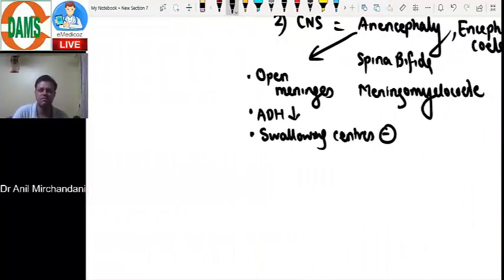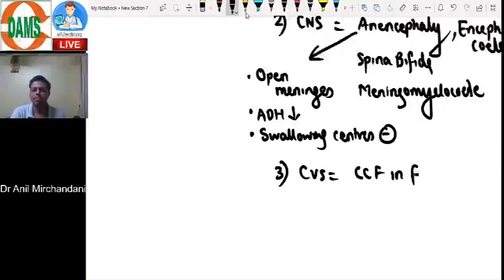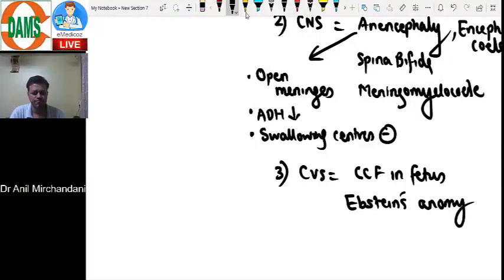This is central nervous system abnormality. Third congenital abnormality which can cause would be CVS. CVS, any congestive cardiac failure can cause edema everywhere. Even placenta may be edematous, and that is why there will be more fluid. Yeah, Epstein's anomaly can cause this because Epstein's anomaly is high cardiac output failure.